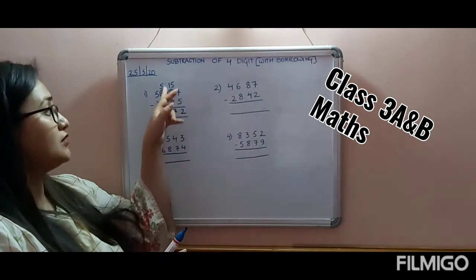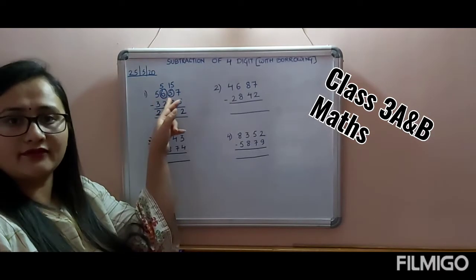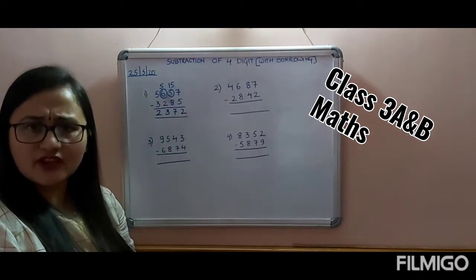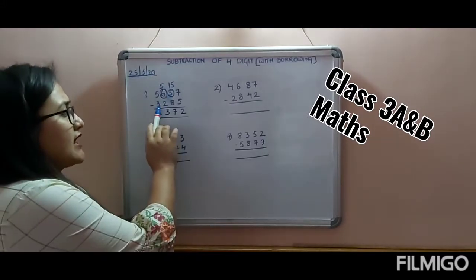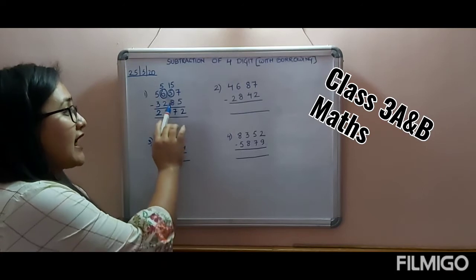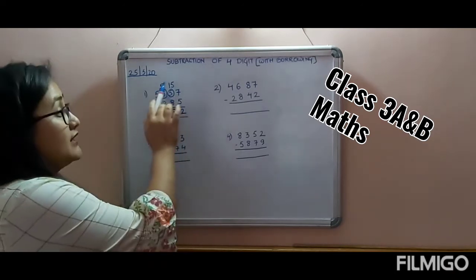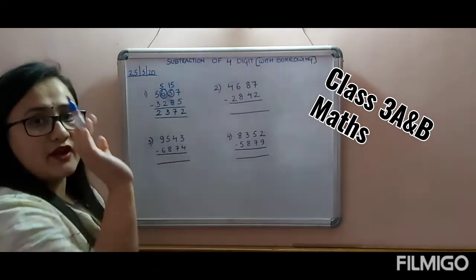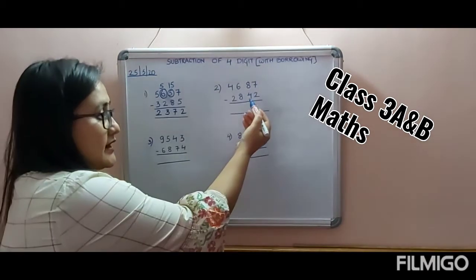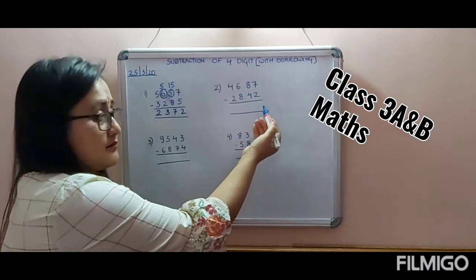3 plus 2 is 5. 3 plus 2 again 5. So your answer is absolutely right. So this way you can check your answers also. You can add this number and this number, and if you get all these upper numbers here, then your answers are always right. So now let's move on to the next sum.